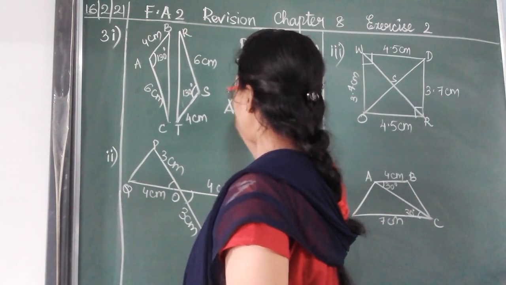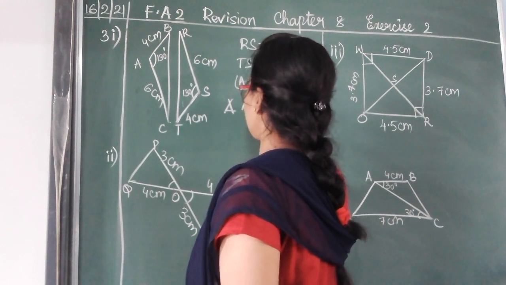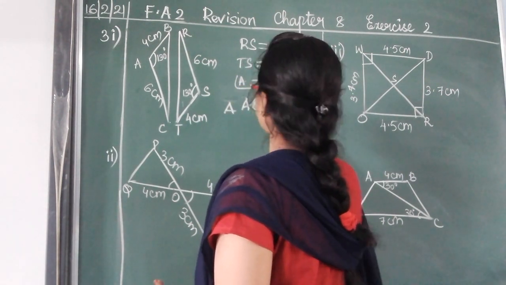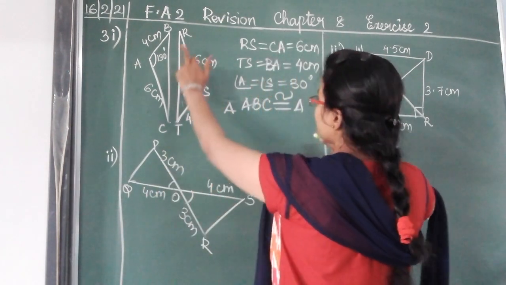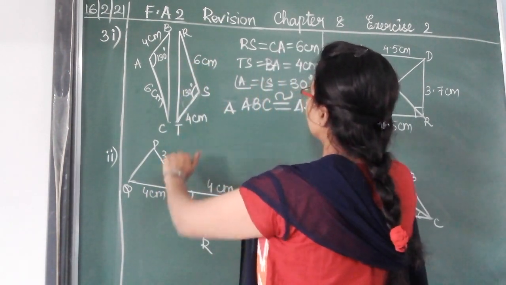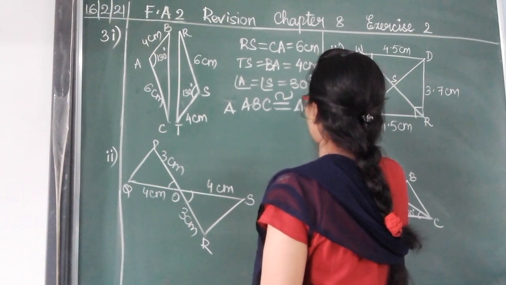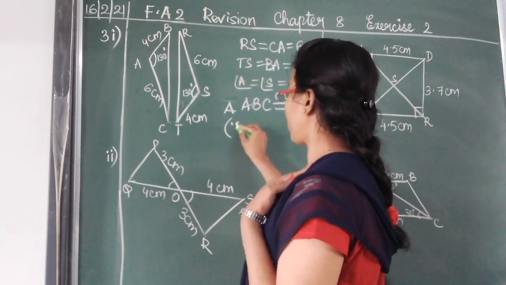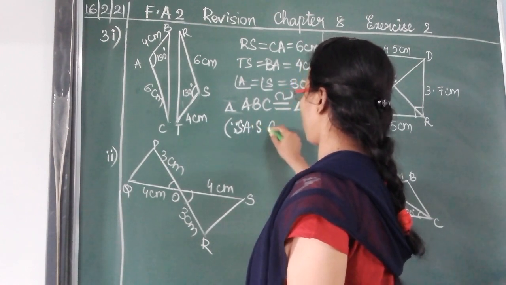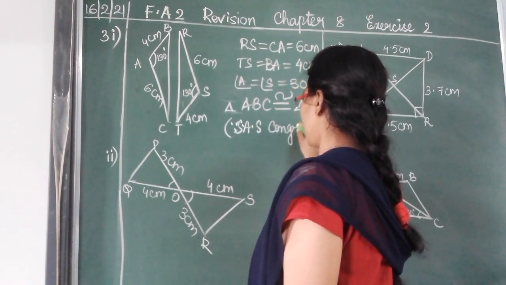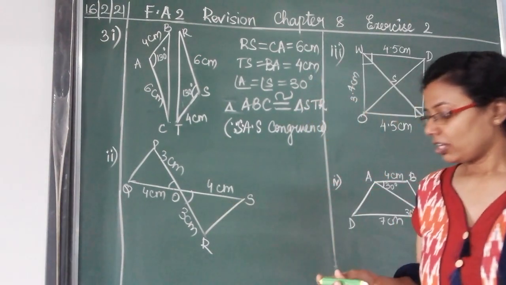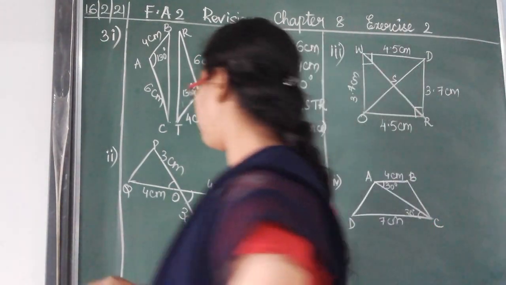So triangle ABC is congruent to triangle STR, and here you need to write SAS congruence. Understood this? Now let's do the second bit.